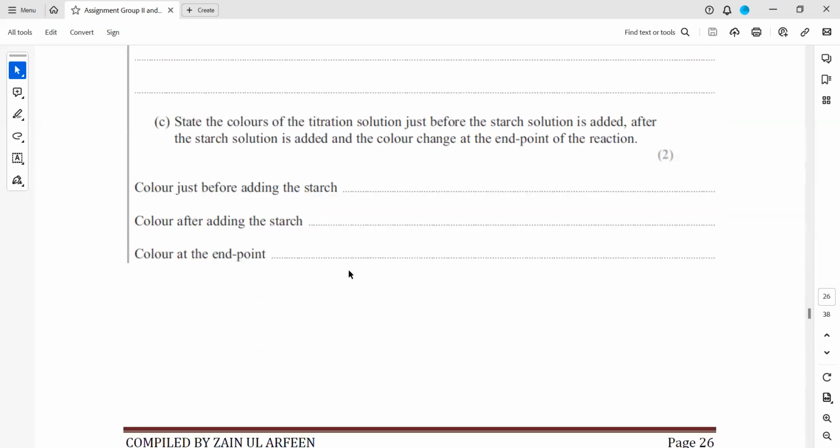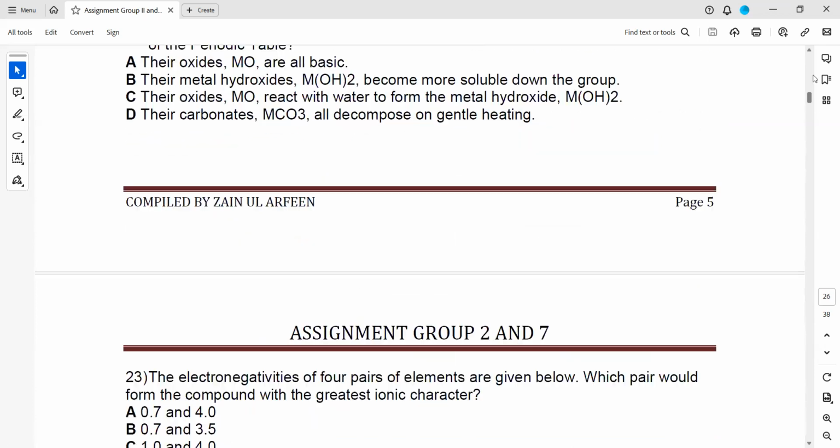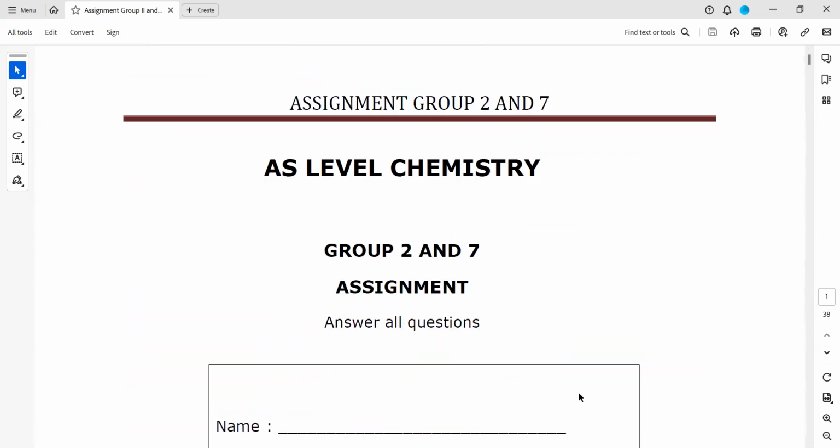Then the color just before adding the starch, when the solution is very light, what is the appearance? When a small quantity of iodine is there, it will be yellow. When starch is added, blue-black. And at the end point, it will be colorless, does not have a color, as the iodine molecules are completely removed. So this was a question from assignment group 2 and group 7.